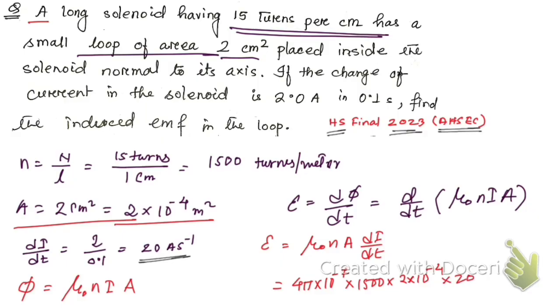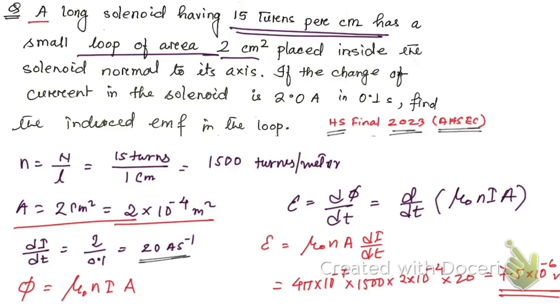If we multiply all this, what are we going to have? We're going to have 7.5 into 10 to the power minus 6 volt, right? Hope you can do the calculation by yourself. I don't think I need to show you how to multiply. So this is the induced EMF.